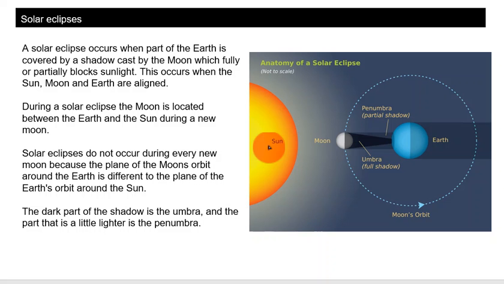So again, a solar eclipse is basically where the Moon blocks out the light from the sun, and we have these two different parts. You have the part that is completely blocked out, and then this other part where some of the light is able to get through, and it's what's known as the penumbra.